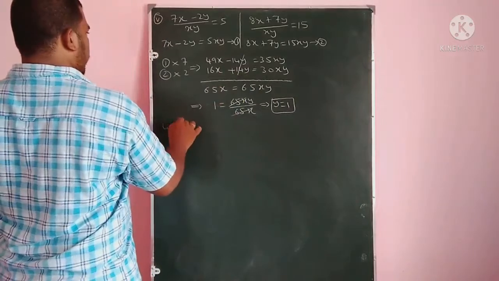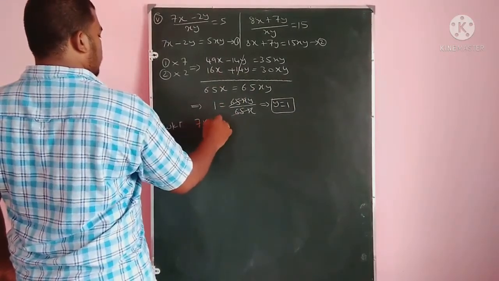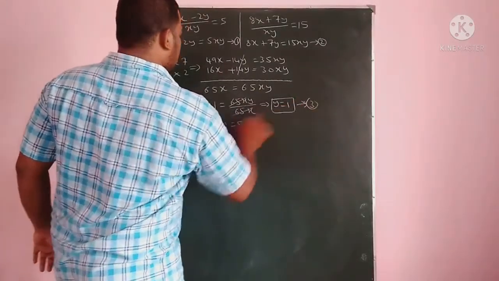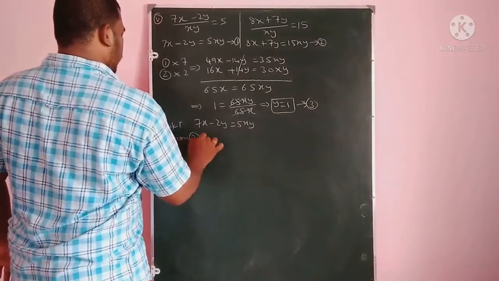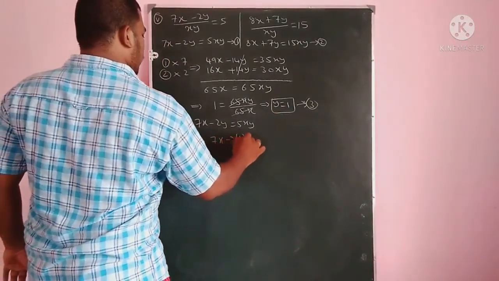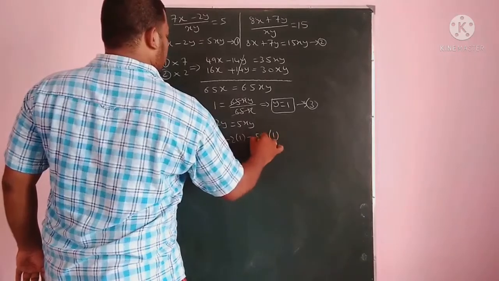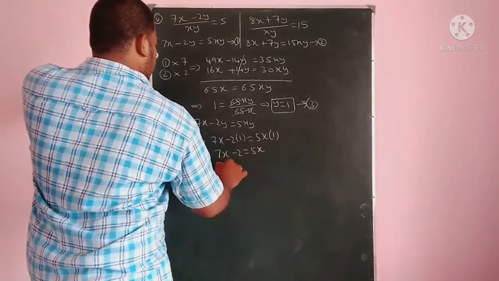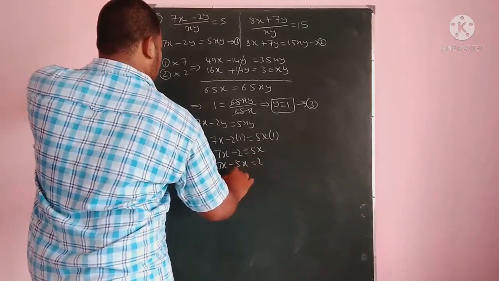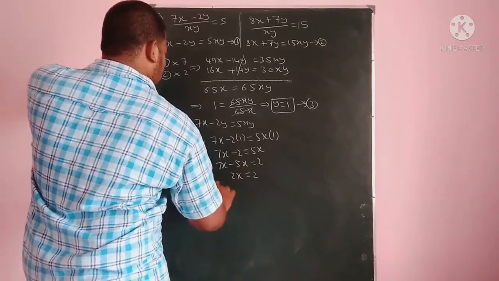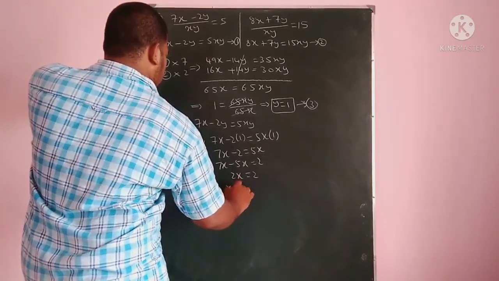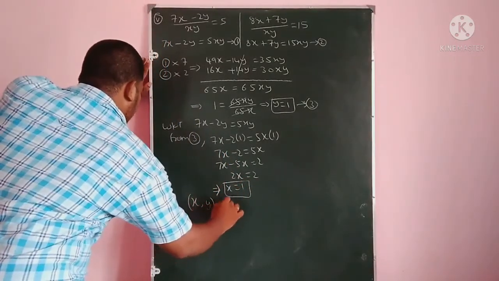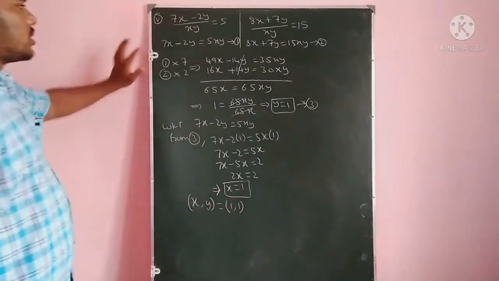Now we know that 7x minus 2y is equal to 5xy. Assume this as 3. Now from 3, what we can write? 7x minus 2 into 1 is equal to 5x into 1. So 7x minus 2 is equal to 5x. 7x minus 5x is equal to 2. 2x is equal to 2. That implies x is equal to 1. So directly you got the values x comma y, 1 comma 1. So this is the solution.